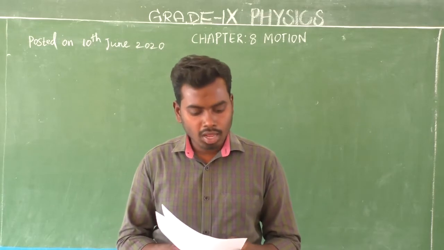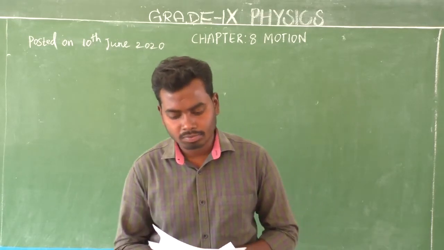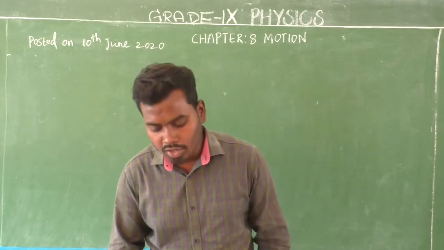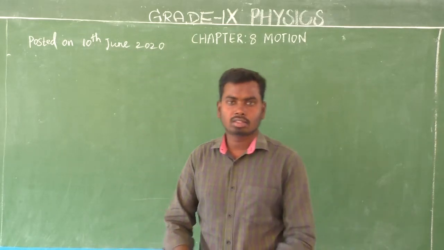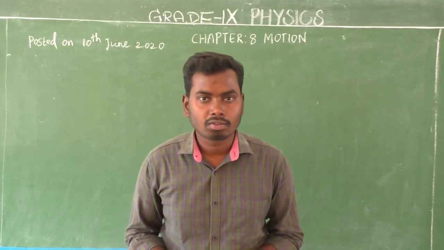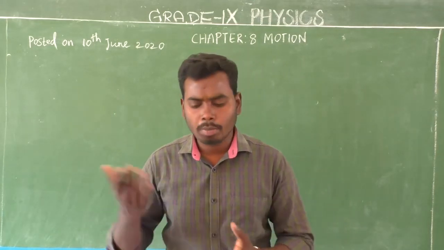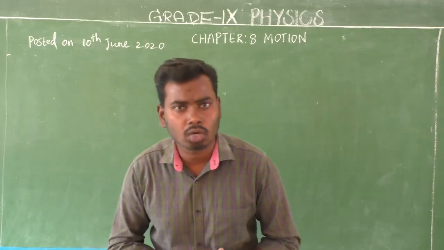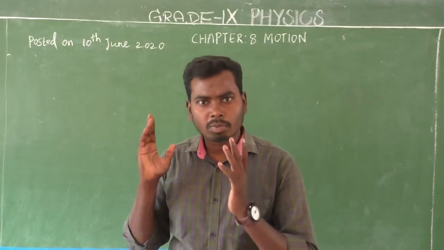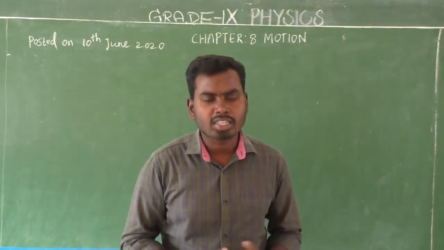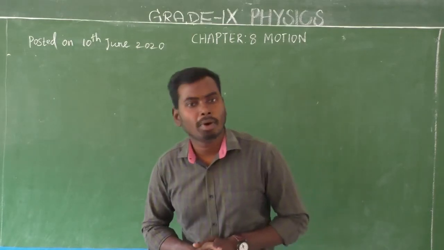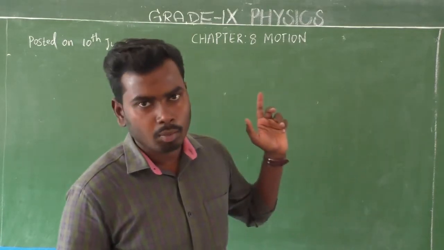What is the first question? The SI unit of velocity. What is the answer? So already we know what velocity is. The displacement covered by an object per unit time is called velocity. Mathematically, velocity equals displacement divided by time taken. Am I right? The displacement unit is meter, and the time unit is second. So the SI unit of velocity is meter per second. I am going to write on the board. Look here.